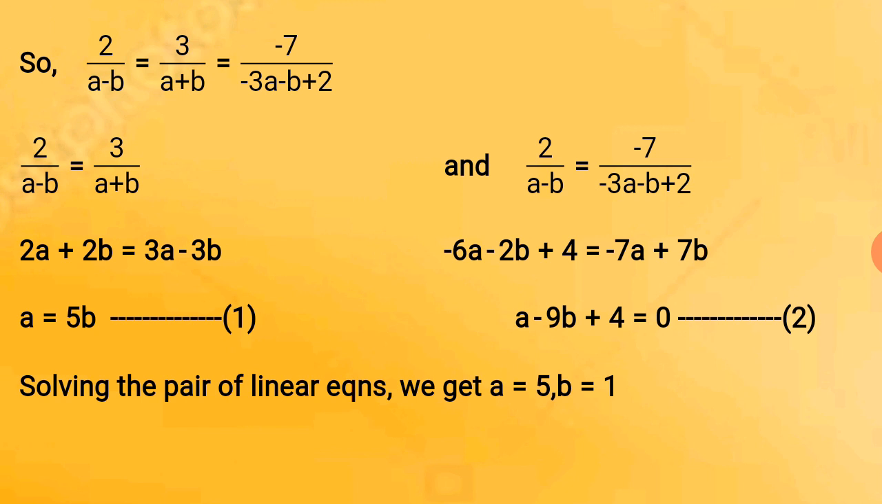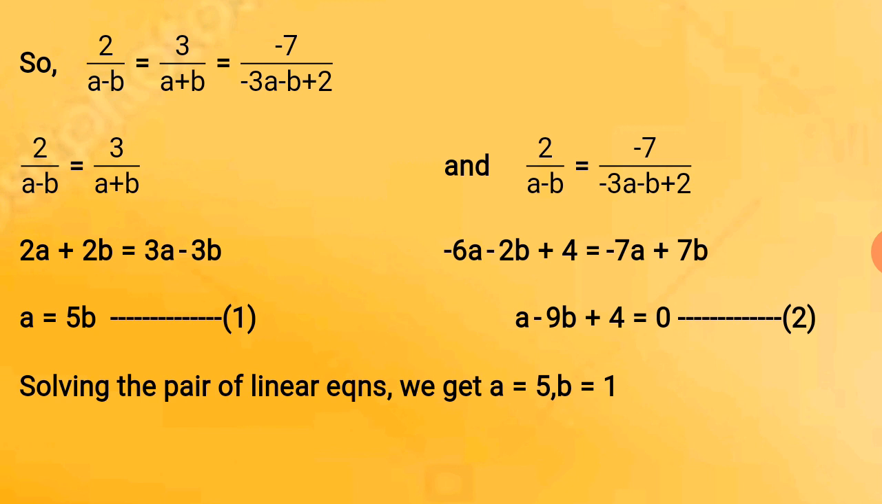Then we have equated the first to the third one. That is why we have written it as 2 upon a minus b equal to minus 7 upon minus 3a minus b plus 2. Now you will do the cross multiplication and all, and you will proceed to get the second equation. Here the second equation is a minus 9b plus 4 equal to 0.